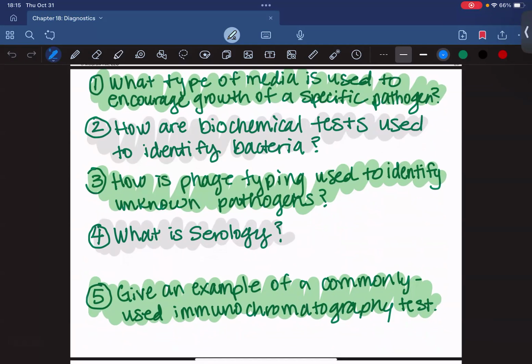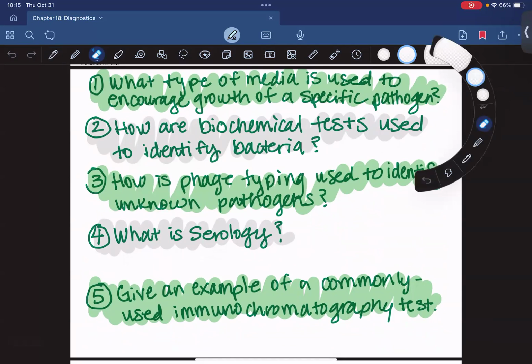Okay. What type of media is used to encourage the growth of a specific pathogen? Selective, right? We're selecting for something. Number 2, how are biochemical tests used to identify bacteria? Here, you can go 2 ways. Biochemical tests tell us from color changes what's happening, what enzyme is being produced, are we fermenting, whatever. Or you can even water it down even further and say they're phenotypic. Those are both acceptable answers, okay? Of course, when you take the exam, you'll have choices.